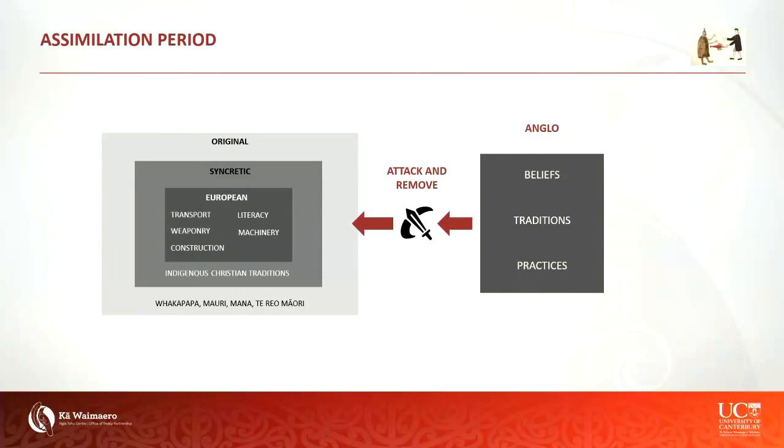And so what we then see is the assimilation period. This was an attempt to essentially make Māori Anglo. It was an attempt to get rid of these original cultural frames, these original cultural foundations, whakapapa, mana, te reo and so forth, and also to get rid of the indigenous Christian traditions and to make Māori European, in a sense.